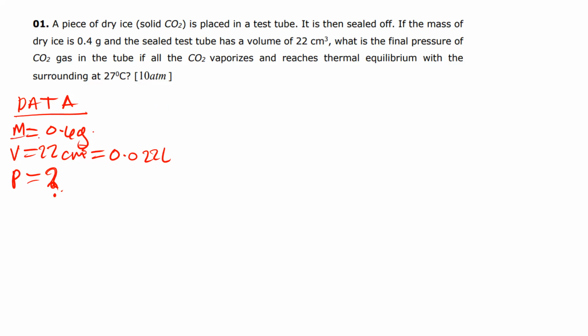Because from the molecular formula of carbon dioxide, we can find the molar mass. And after finding the molar mass, we can find the number of moles of carbon dioxide in this test tube. So the number of moles is found by using the mass divided by the molar mass.